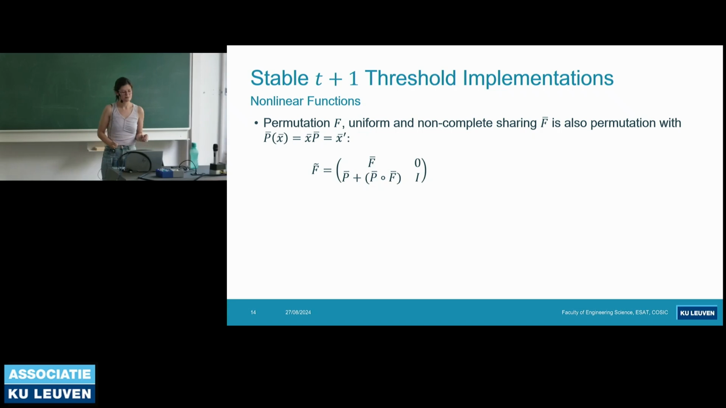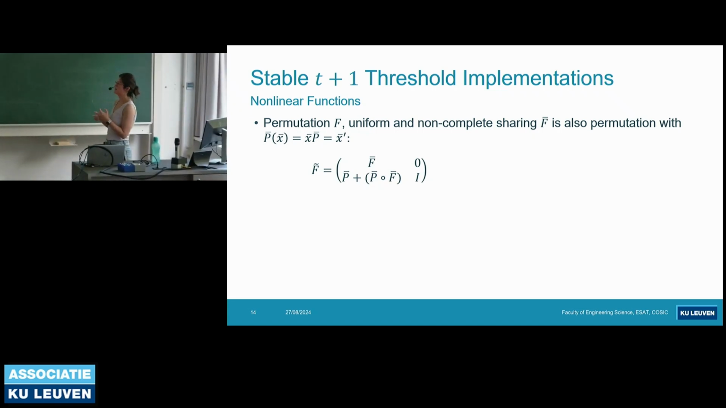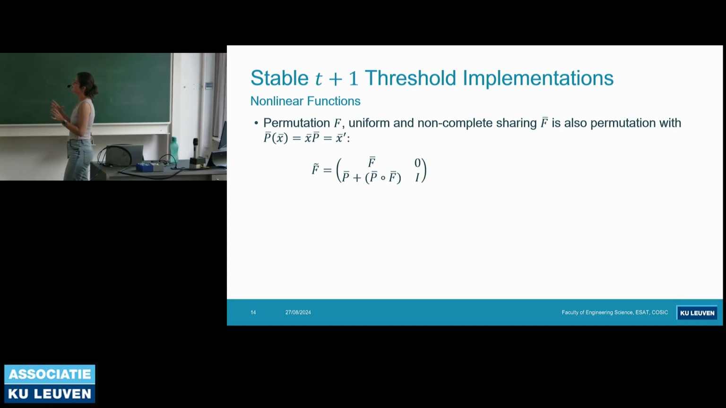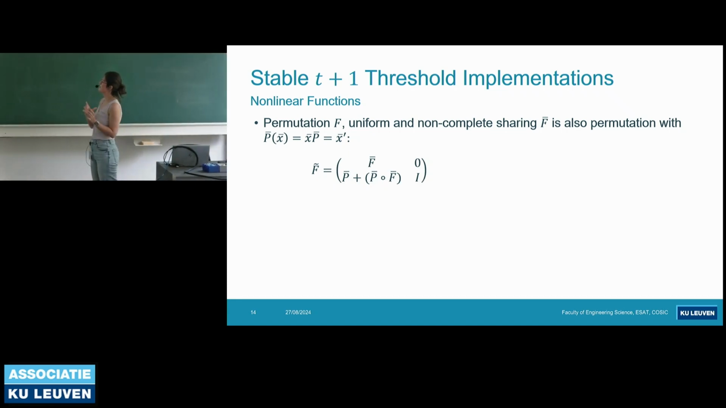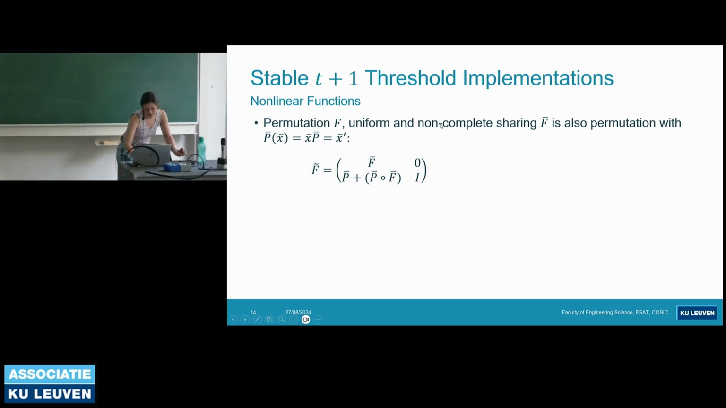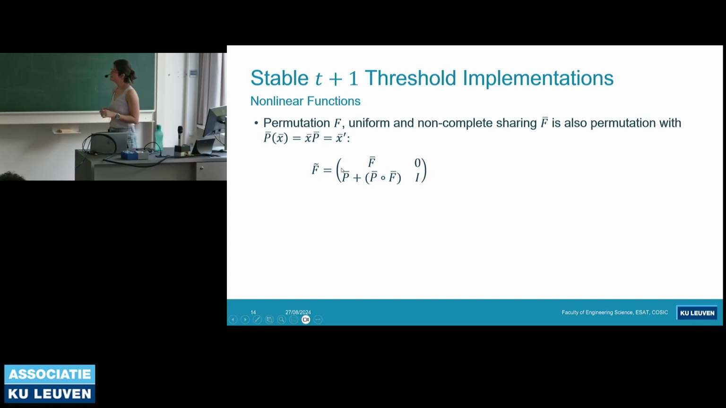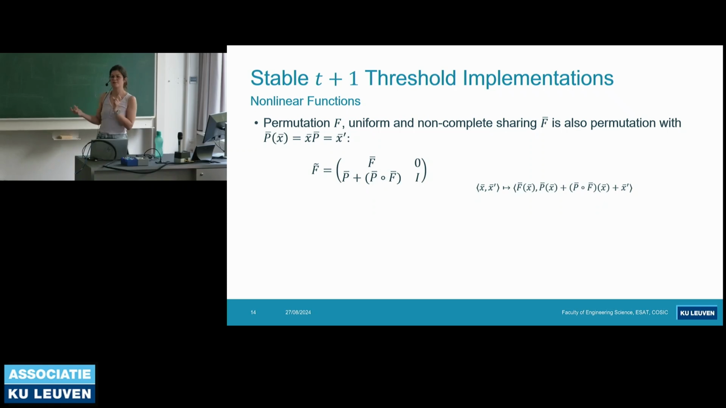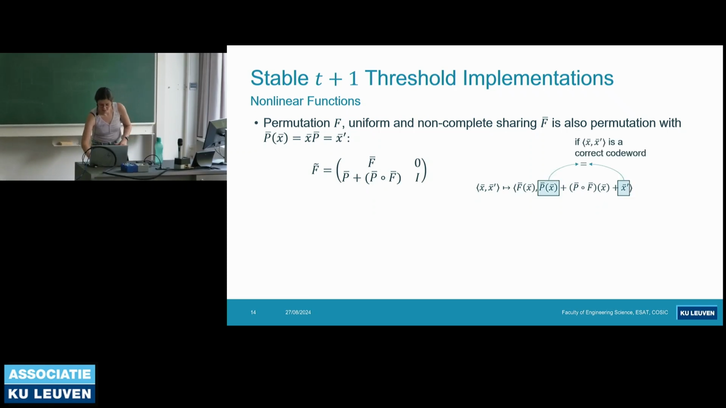For invertible nonlinear functions, first we consider a permutation f, and we take the uniform and non-complete sharing of this permutation. We know that this is also a permutation. Then the following construction is the stable encoding of this function. How do we know it? Again, we write this equation similar to the linear function. First, we compute the parity bits of the input, and we add them to the parity bits of the input that were already there. So if there is no fault injected to the input code word, they are going to cancel each other because they are equal to each other.